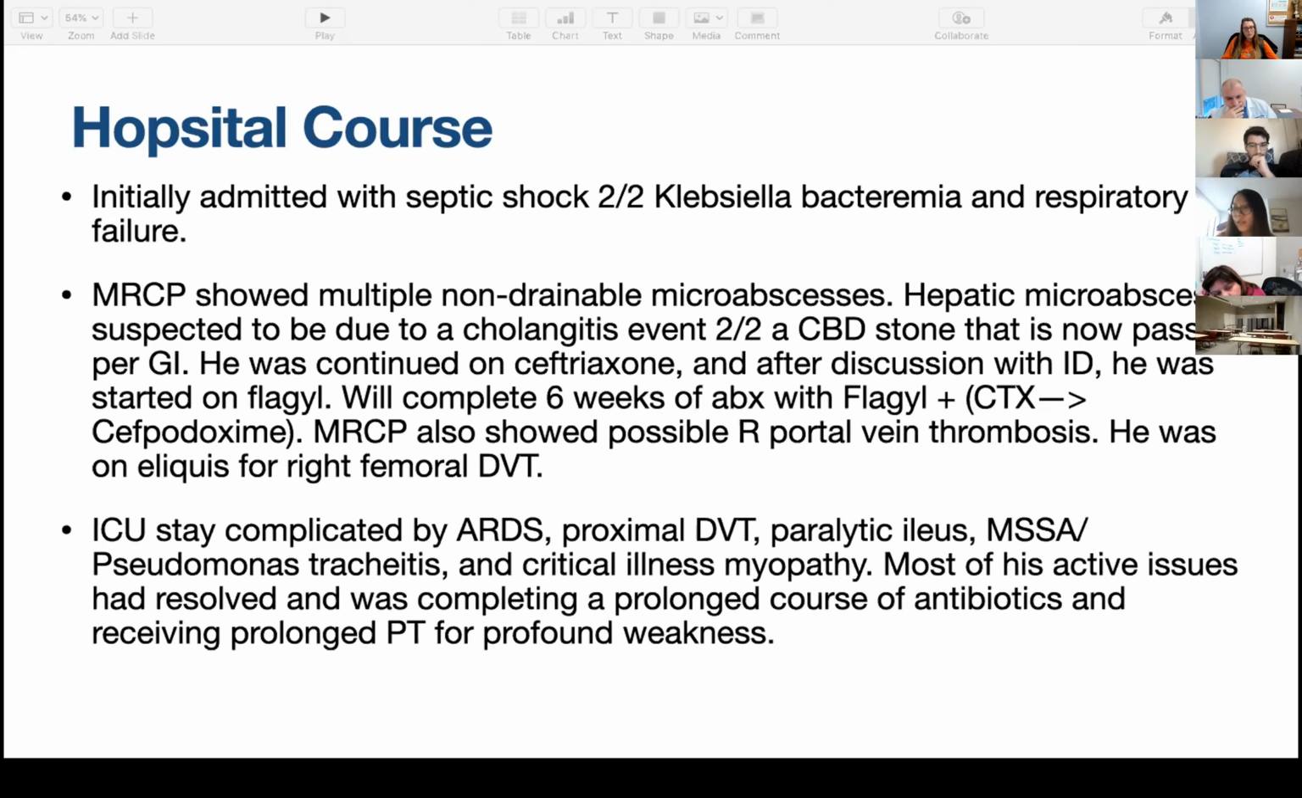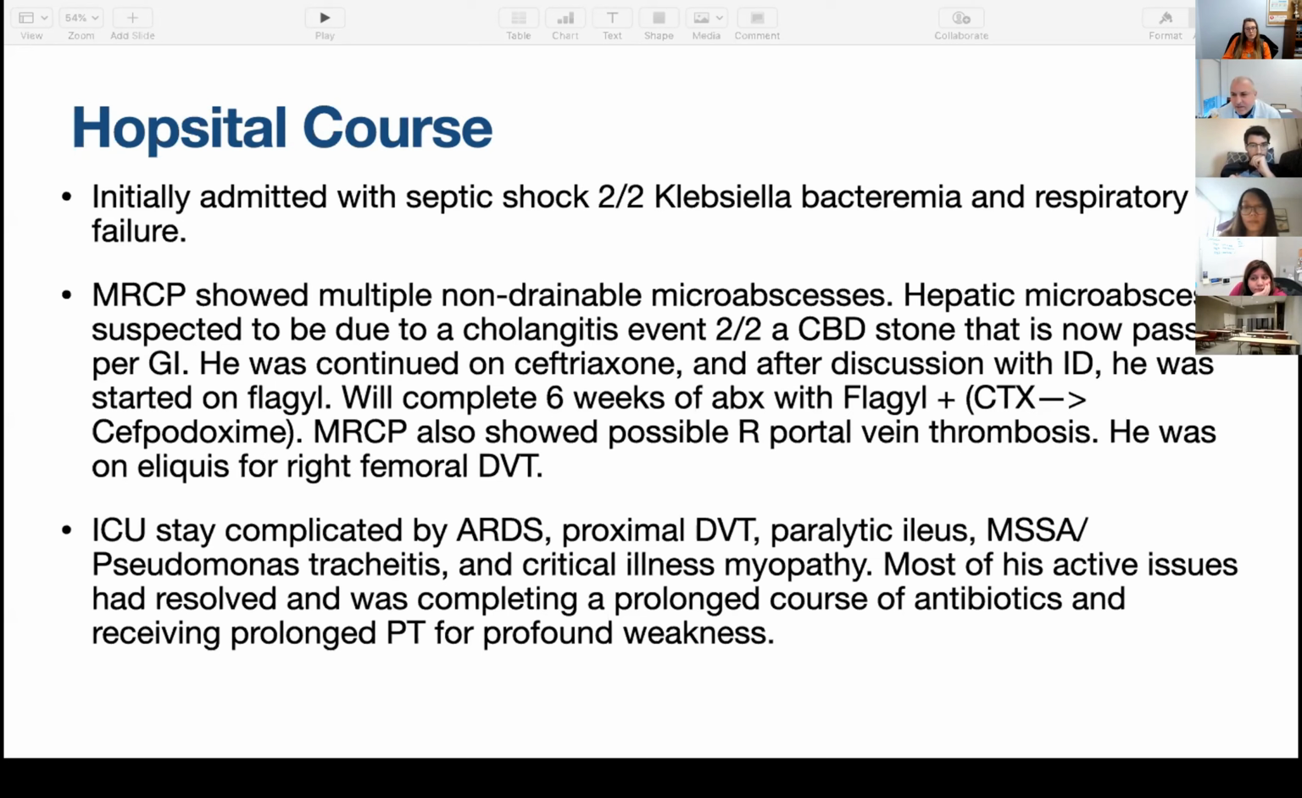His ICU stay was also complicated with ARDS, proximal DVT, paralytic ileus, MSSA and Pseudomonas tracheitis, and also critical illness myopathy. During the hospital stay, most of his active issues had resolved. Besides the prolonged course of antibiotics, he will continue to receive prolonged physical therapy in acute rehab. So he was discharged with antibiotics, Eliquis, the rest of his home medications, and now he's receiving physical therapy at a rehab facility.